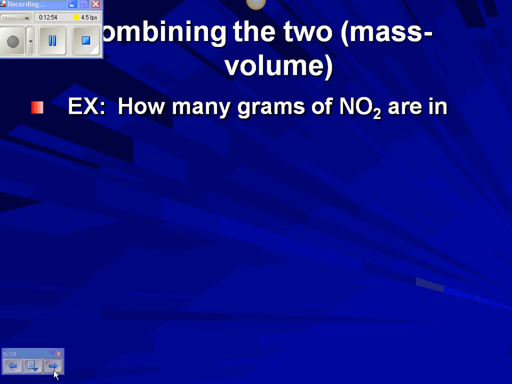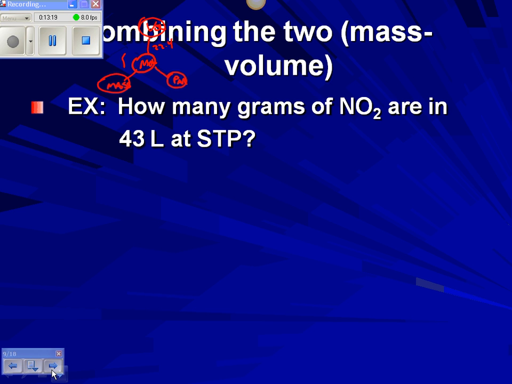Now we can actually combine some steps. We want to know how many grams of nitrogen dioxide are in 43 liters at STP. Now, remember, you can't do this in one step. If it helps you, draw out mole island. Here's your particles, here's your mass, here's your volume. This is 22.4, here's the molar mass, here's Avogadro's 6.02 times 10 to the 23rd, and this number is always 1. So I've got 43 liters of nitrogen dioxide.